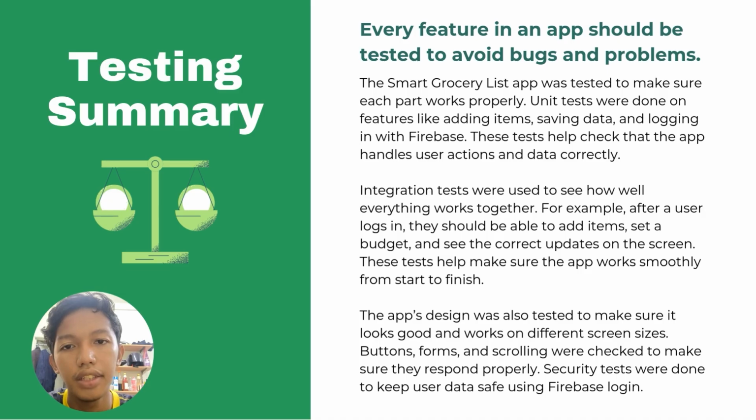Thank you. Last part is testing summary. The Smart Grocery List app was tested to make sure that each part can work properly. Unit tests were done on features like adding items, saving data, and logging in to Firebase. These tests help to check if the app can handle user actions and data correctly. Integration tests were also used to see how well everything works together. For example, after user login, they should be able to add items and set budget and see the correct updates on the screen. These tests help to make sure the app works smoothly from start to finish.